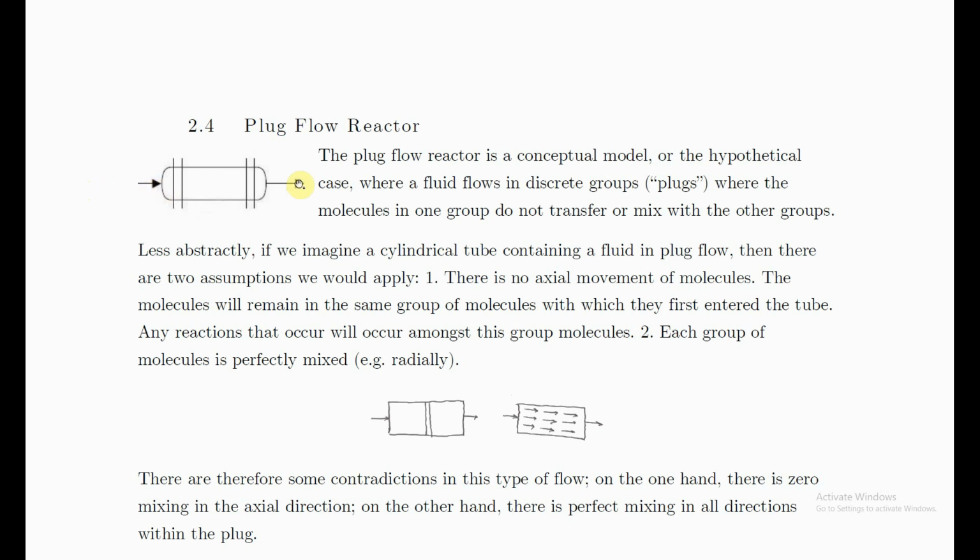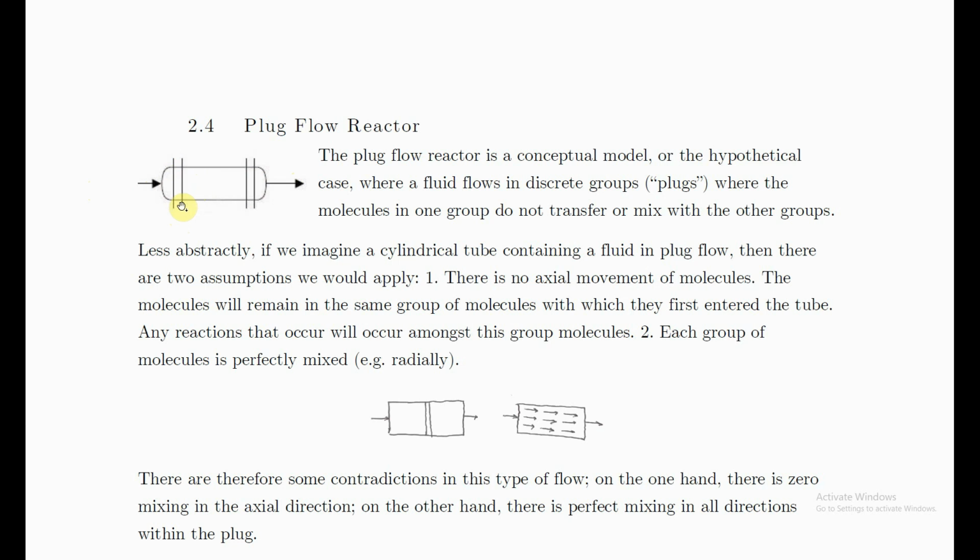And we've got here 2 plugs. Right now, when I say plug, I just mean a collection of molecules. So it's an imaginary plug. It's by no means some kind of specific thing that you can identify in the reactor.